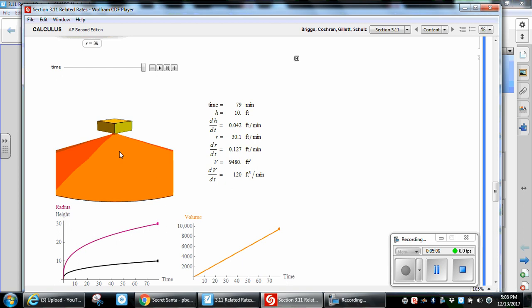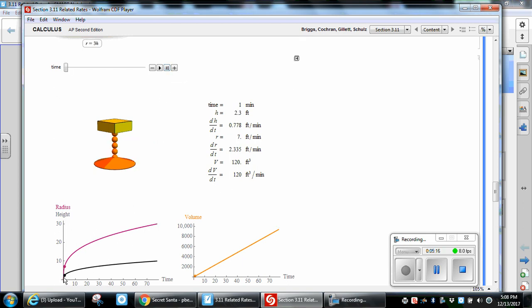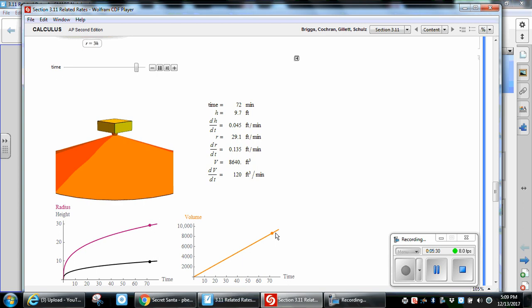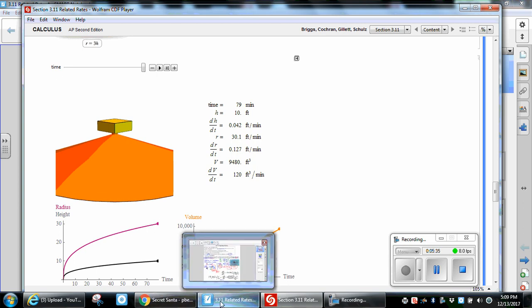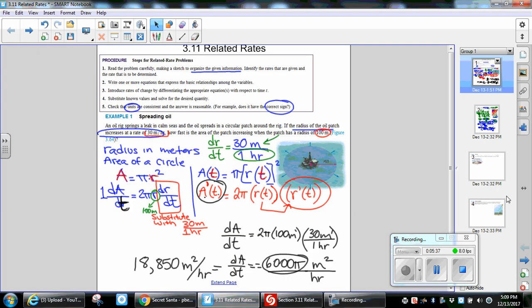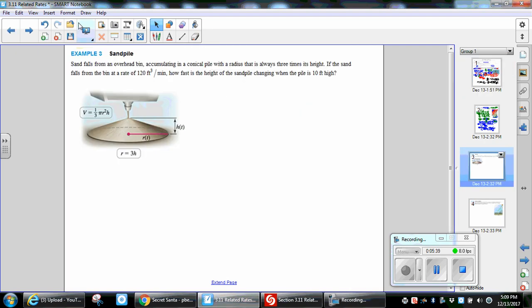Here we go, a little bit out of bounds, but you can infer that the pile is also increasing in this area. So I'm going to reset and play it again. Try to follow the height and the radius this time, and see how they are increasing. The radius increases faster. And then look at how the volume of the pile is also increasing. So now let's go back to the problem, and we're talking about example 3.